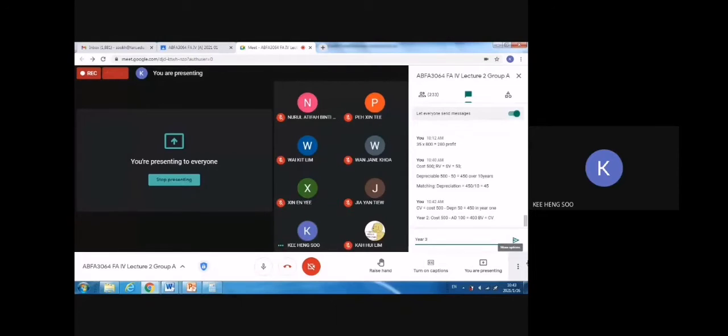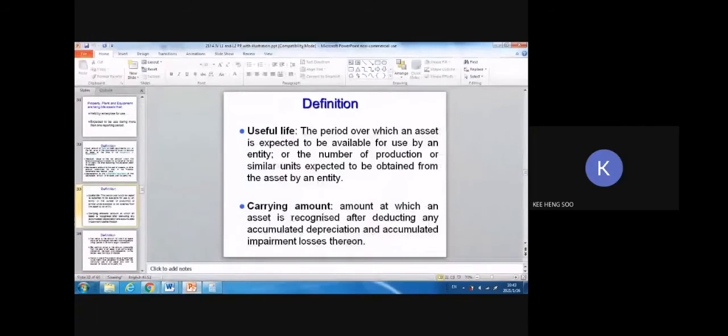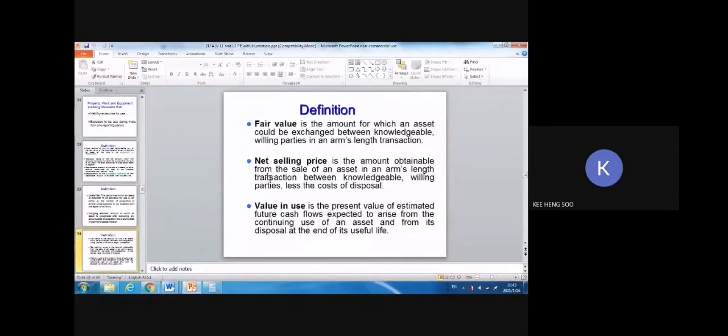Okay, in year 3, your cost is still 500, but you minus accumulated depreciation 150, now equal to 350. This again is a book value, or called carrying value. So I give you 3 examples here. I hope that you can understand what's the carrying value. Carrying value actually is a book value. This carrying value is the amount recorded in the statement of financial position. Are you okay? Come back here. Carrying amount.